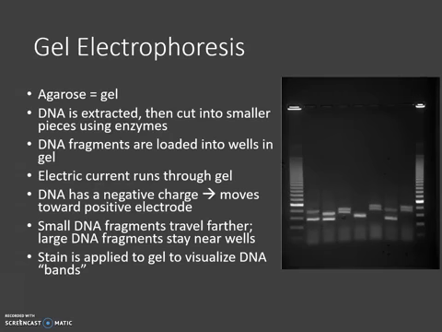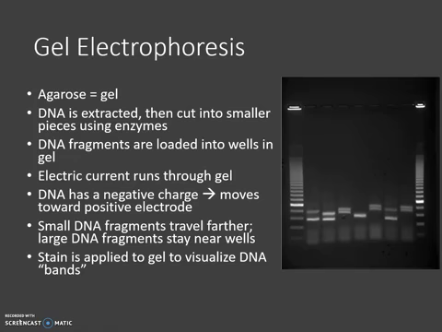Now, we can visualize someone's DNA, we call it a DNA fingerprint, using a technique called gel electrophoresis. And if you've ever watched CSI or any sort of forensic crime show, this is one way that they determine whether the DNA at the scene of the crime matches the DNA of, say, a suspect.